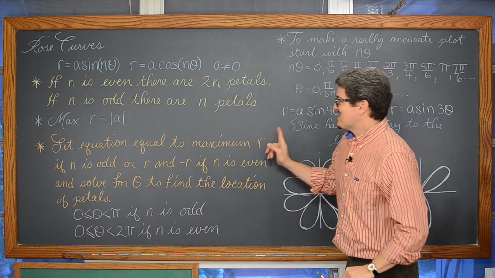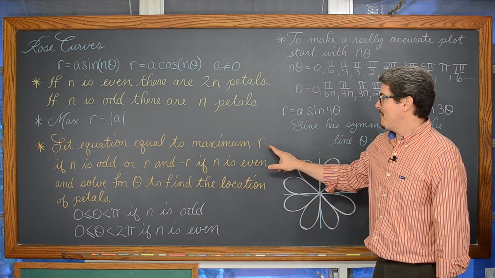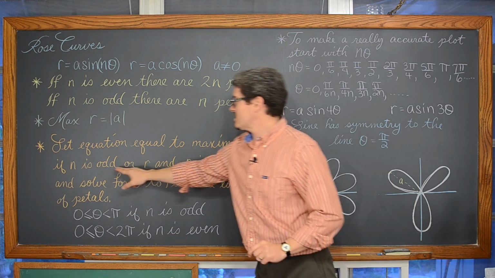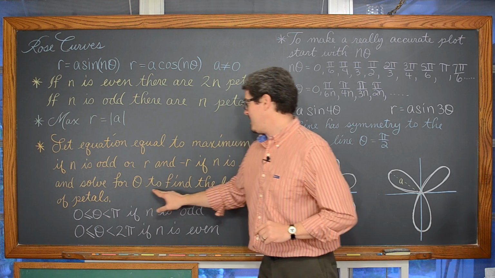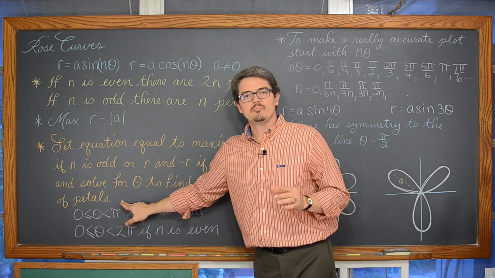So thank you. Set the equation equal to a maximum r if n is odd, or r and negative r if n is even, to solve for theta to find the location of the petals.